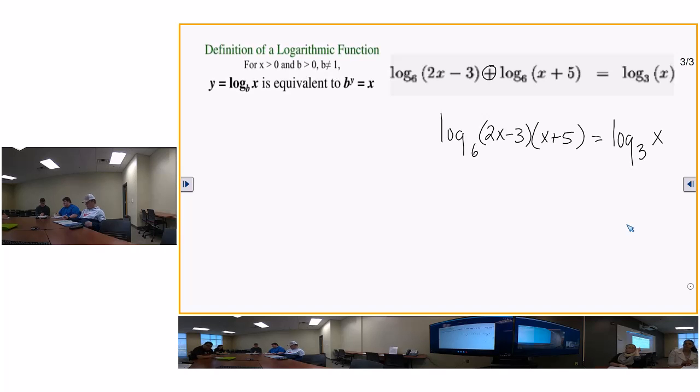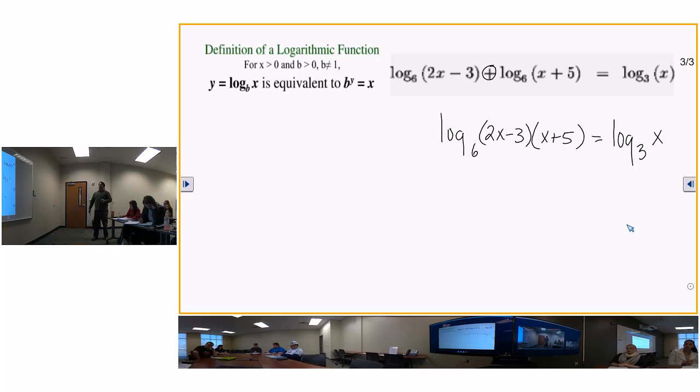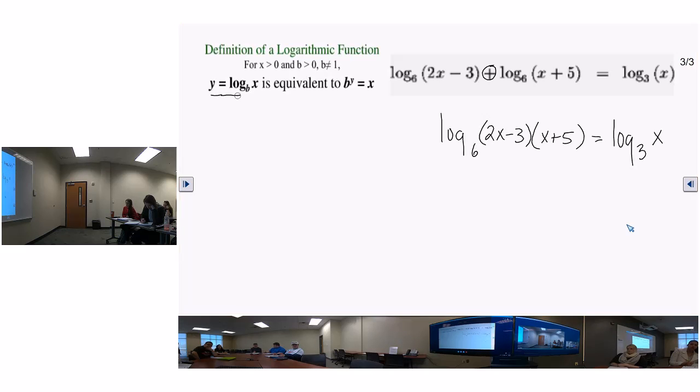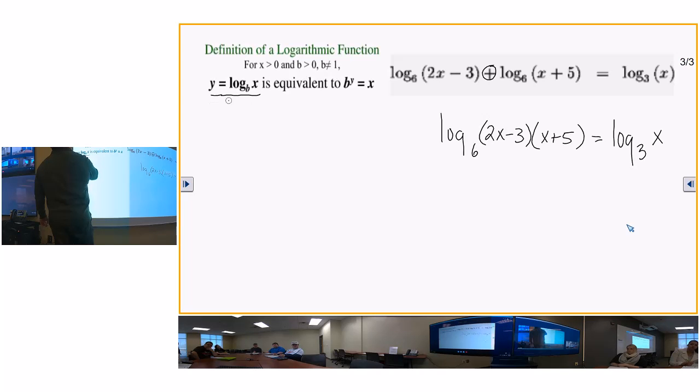Okay, now what? Well, use your definition of a logarithm. Can't I change a logarithm into an exponent? Yes, Hubert. Yes. Right here, if I've got this, I can rewrite it.